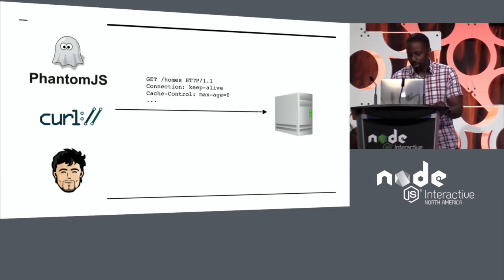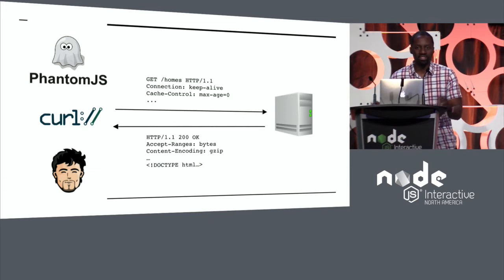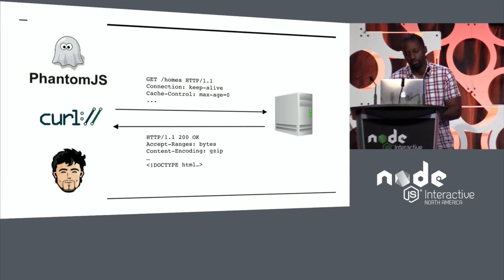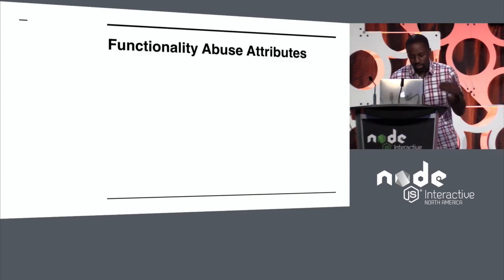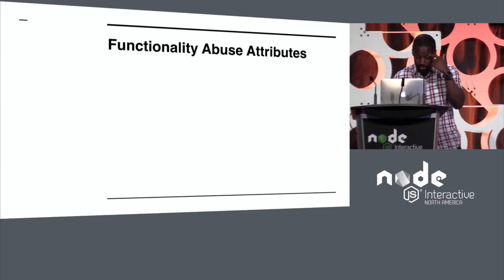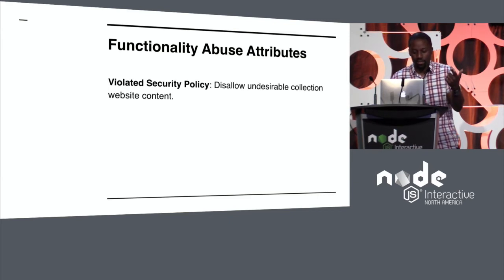And so when you look at it, the requests look normal. There's nothing strange about that. There's nothing bizarre about the request that's going back and forth. So when you look at this through the lens of functionality abuse attributes, right, you have to say, okay, what is the policy that's being violated? Well, disallowing undesirable collection of website content, right? You have a phantom.js script collecting a bunch of content. This is violating your desire here with respect to how content is being collected.